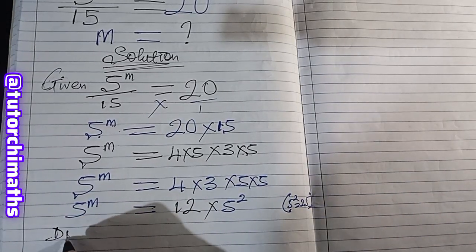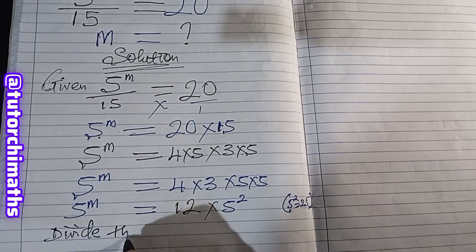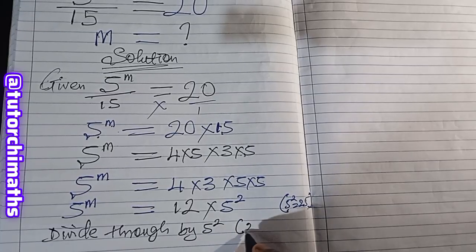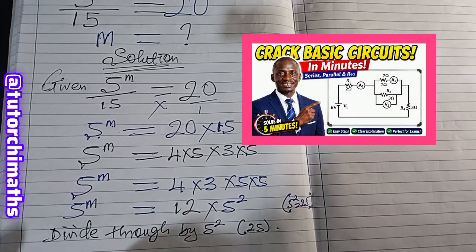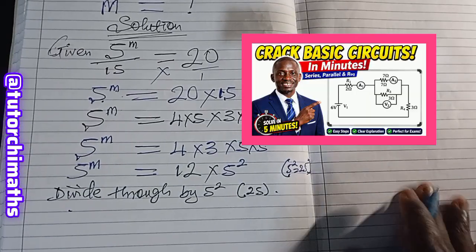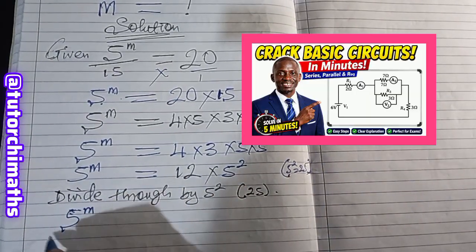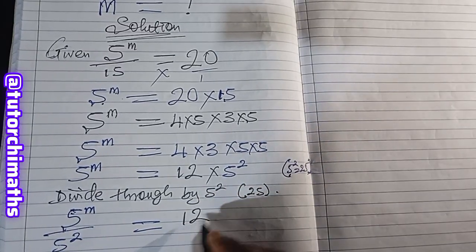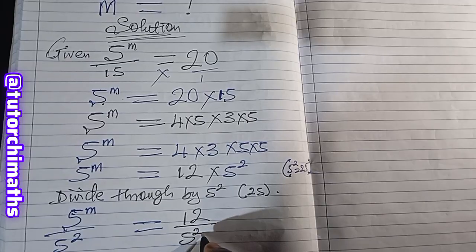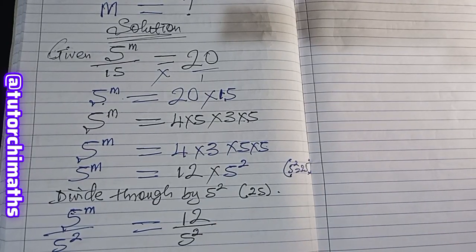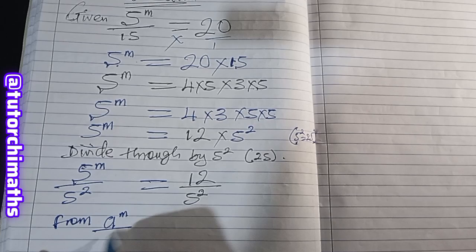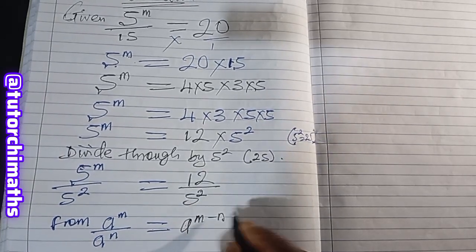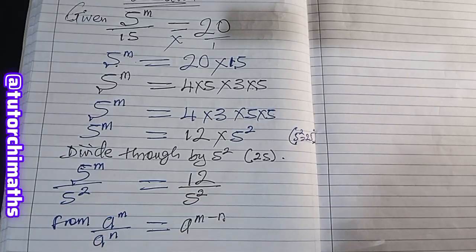So divide through by 5 raised to power 2 or 25. Okay, so I will have here 5 raised to power m divided by 5 raised to power 2 is equal to 12 divided by 5 raised to power 2, which is 25. Alright, good. a raised to power m divided by a raised to power n is the same as a raised to power m minus n. So let's apply it here because we have the same base, 5.